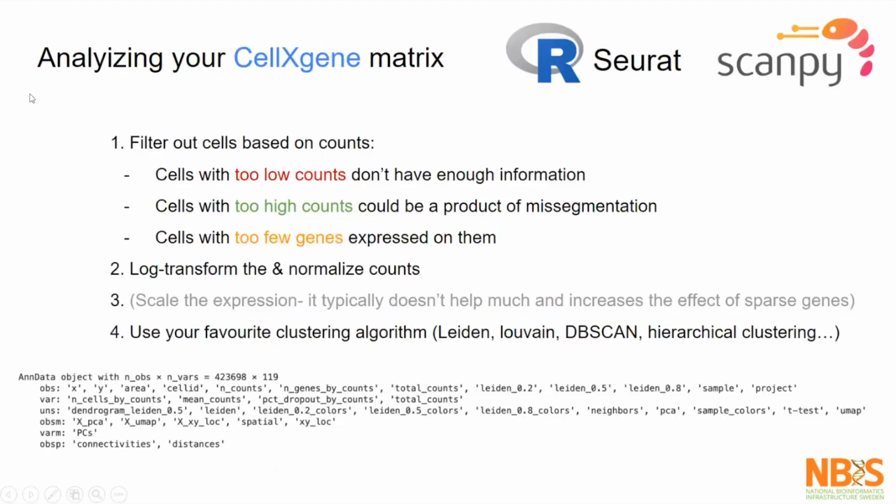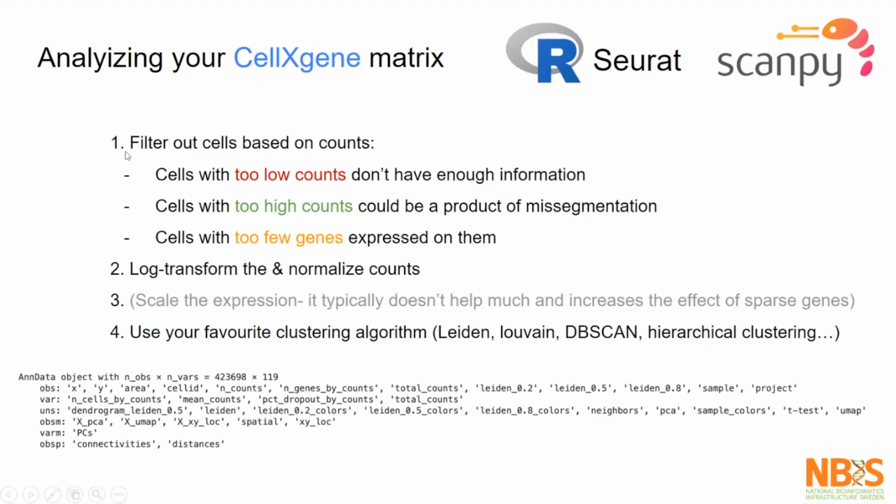Then the typical thing we can do with our cell by gene matrix is to convert it to a single cell object, and we can do this analysis with different packages. Here we've used AnnData and ScanPy because we're working with Python-based tools, but you can also do this with Seurat or other R tools. And then you can basically treat this data set in the same way you would treat a single cell data set, with some modifications I will shortly mention.